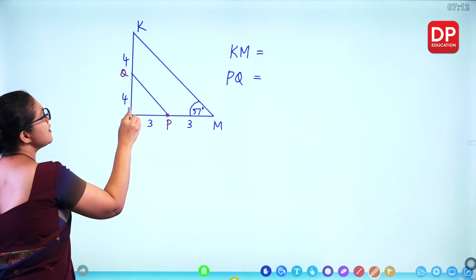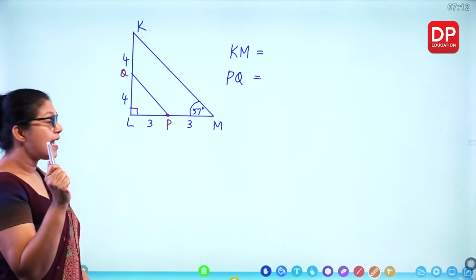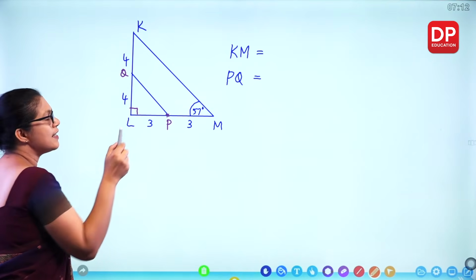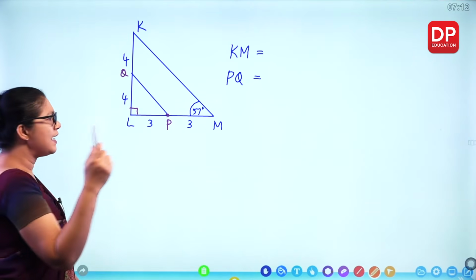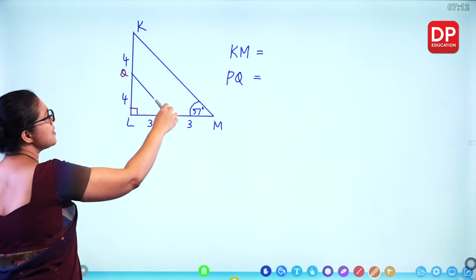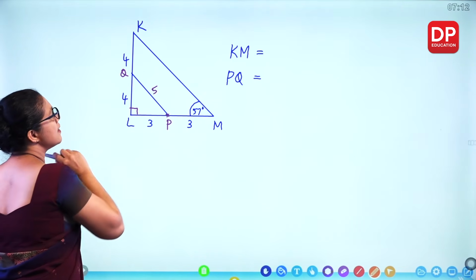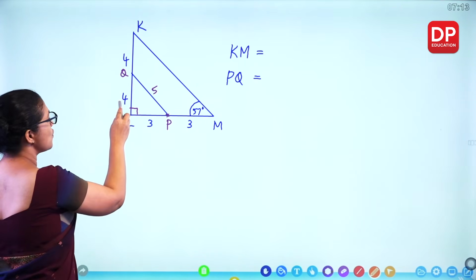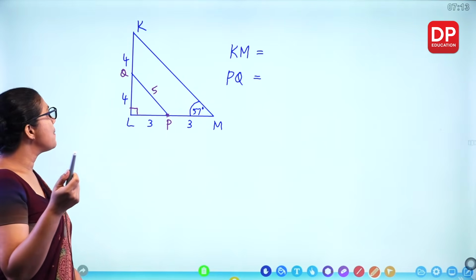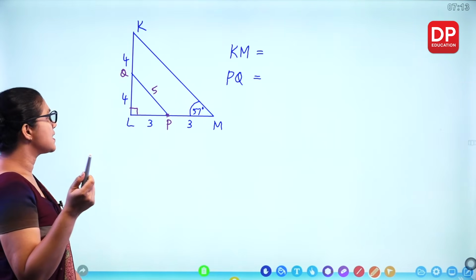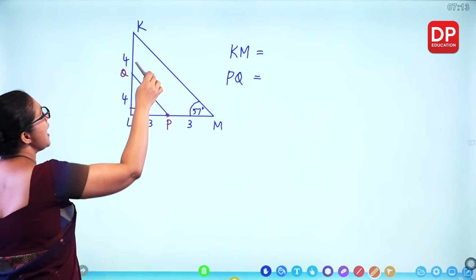Now again, can you see this is 4, this is 3. So this is like the right angle triangle with 4, 3. So these are triplets, 4, 3. Then this becomes 5 centimeters. If this is 4 centimeter, 3 centimeter, PQ becomes 5 centimeters. Then what is KM?